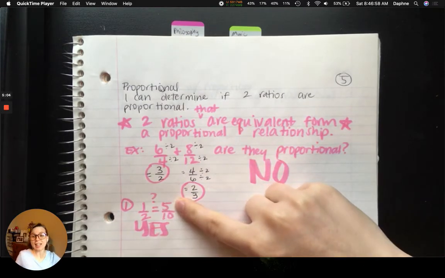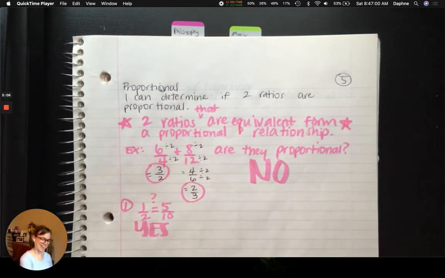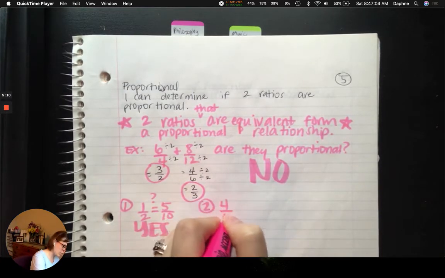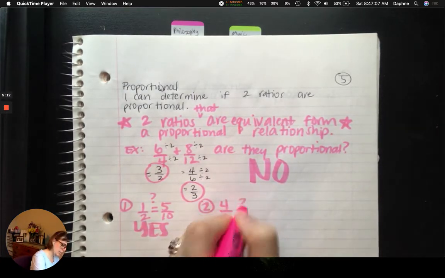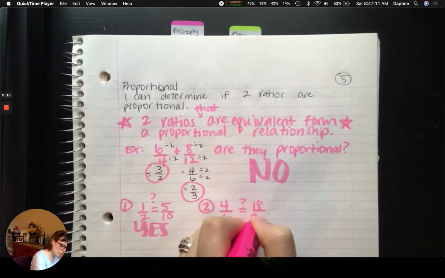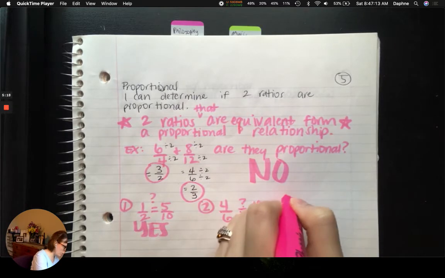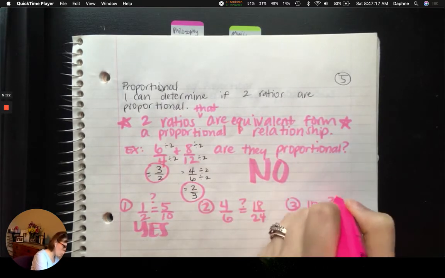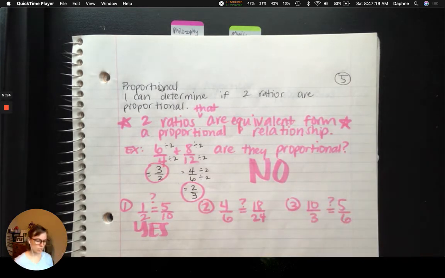Or versus I can say I had 5 slices. All right, second one. Pause the video and try this one. 4/6, is that equivalent or is that proportional with 18/24? And third one in this row will be 10/3. Is it proportional with 5/6? So take your time, pause the video.